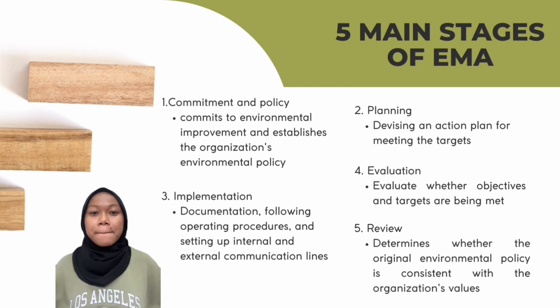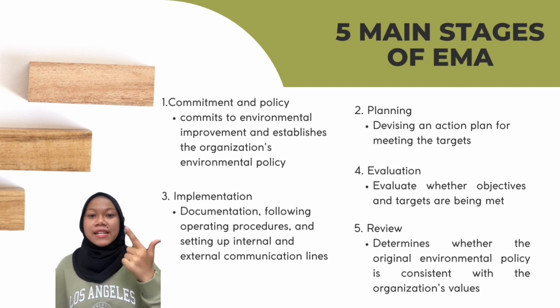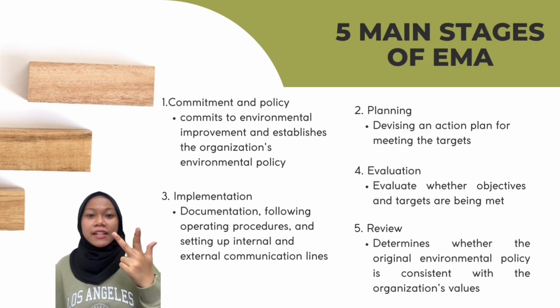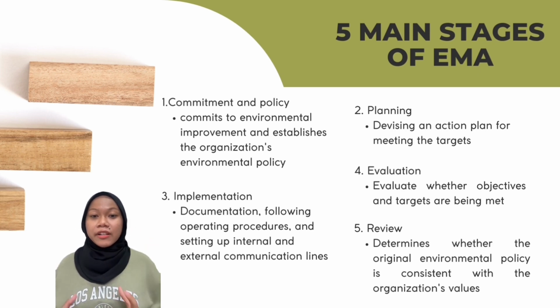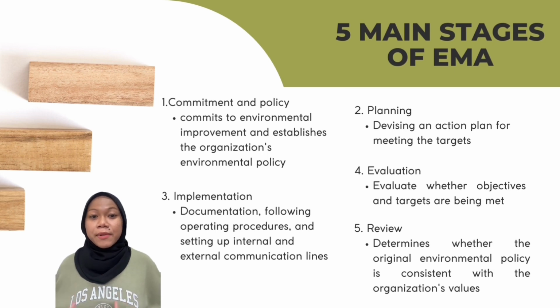Second is planning. Part of the planning stage is devising an action plan for meeting the targets. This includes designating responsibilities, establishing a schedule, and outlining clearly defined steps to meet the target. A target is a detailed, quantified requirement that arises from the objective. The third one is implementation. Steps in the implementation stage include documentation, following operating procedures, and setting up internal and external communication lines. An organization also follows through with the action plan using the necessary resources such as human and financial.